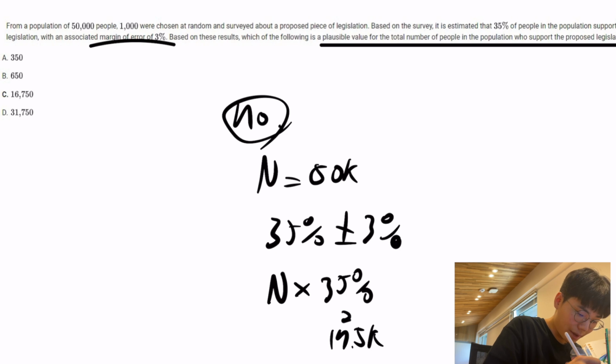So we just do n times 35%, 50K here, 50 times 35 is 17.5K. Do we have something similar to that? Yes, we do. C is similar. D is about 2 times this number. A and B are just 350 and 650. They can't be the answers because they're too small. And C. Okay, number 11.